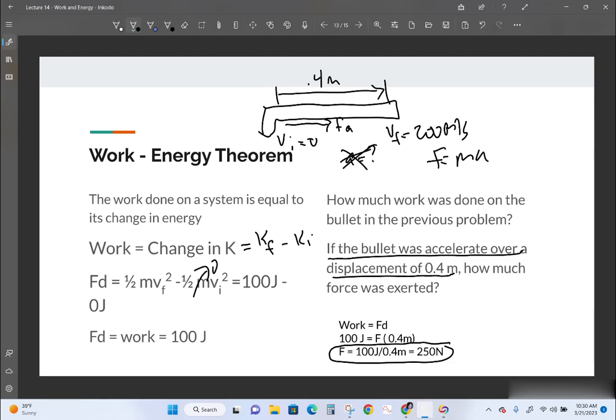Versus before, where we had to go, okay, Vi is 0, Vf is 200 meters per second, x is 0.4, and now I have to pick a kinematics equation to find a, and then I have to multiply it by 0.005 to find F. So this is actually a great way to solve a lot of those kinematic problems when we don't know what the acceleration is, instead of using a kinematics equation and F equals ma.